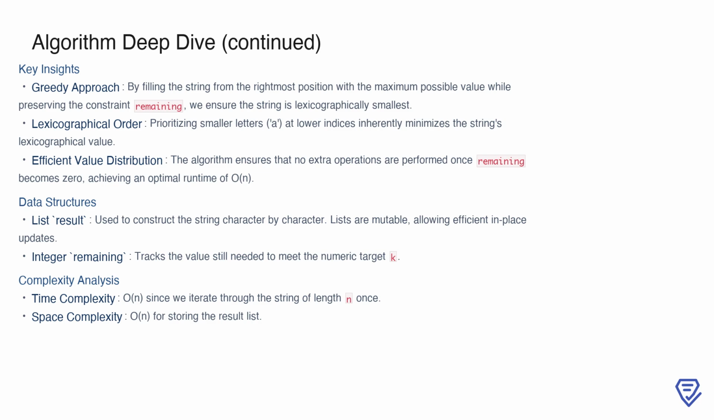When analyzing complexity, the algorithm runs in O(n) time since it iterates through the string once, and it uses O(n) space for the result list. This makes the solution both time and space efficient for the problem constraints.